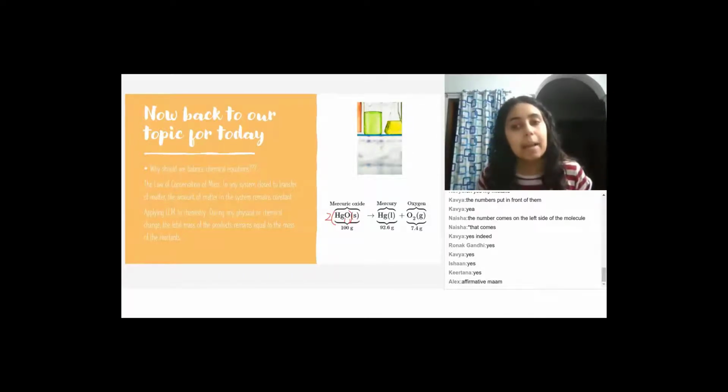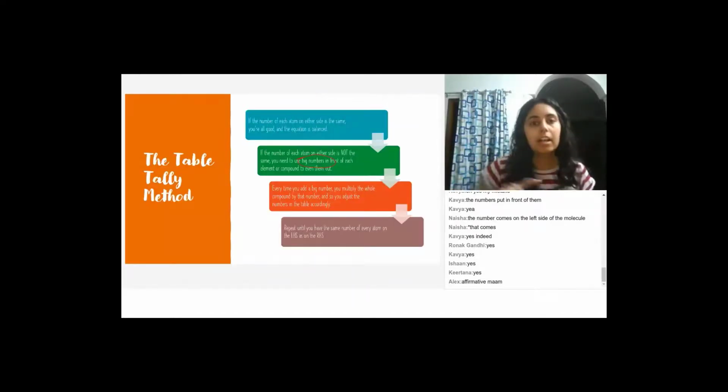Now, what these big numbers do is they multiply all the atoms to the right hand side of that particular compound or molecule. So the next step is every time you add a big number, you multiply the whole compound by that number, and so you adjust the numbers in the table accordingly. Then you repeat until you have the same number of every atom on the left hand side and on the right hand side. After that point, it's a little complicated to understand. So let's just move on and start solving so that we understand what this table tally method is actually saying.